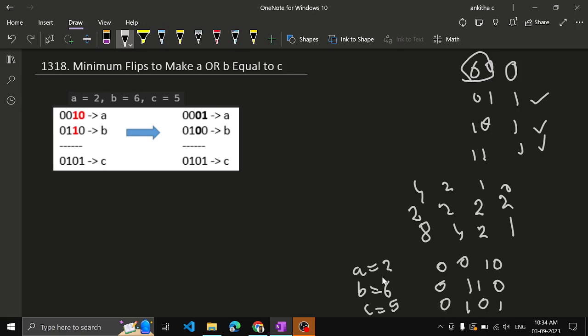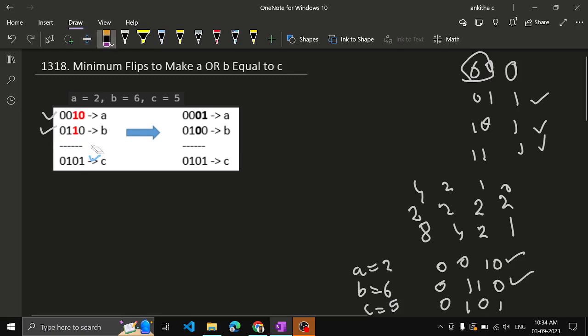Now we should do the OR operation of A or B. As you know, 0 0 1 0 and 0 1 1 0, as we have here. Now, 0 or 0 will be 0, 1 or 1 will be 1, 0 or 1 will be 1, 0 or 0 will be 0. But is this equal to C? If it is equal to C, then no flipping is required. If this is not equal to C, then some bits need to be flipped.